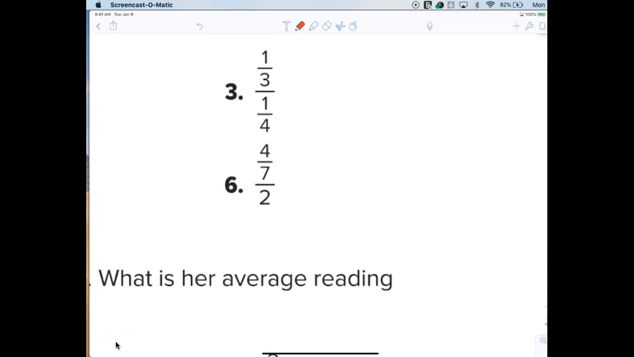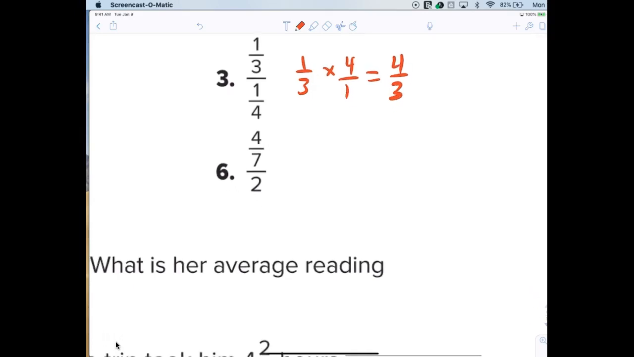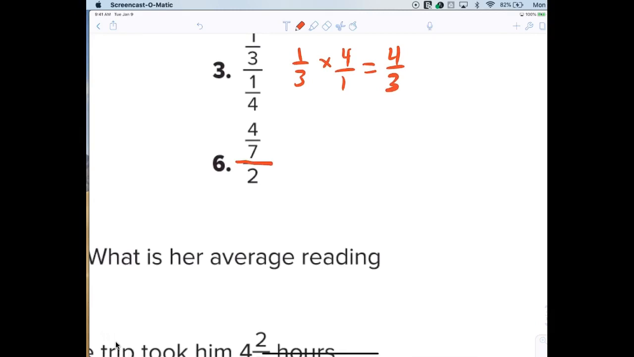Do number 3 for me. Read that. Beautiful. And what's that? Yeah, that's just 4 over 3. And we can leave it like that. You get to do 6. Remember, I'm going to make this bigger so we can see it better. Right? What will that be?